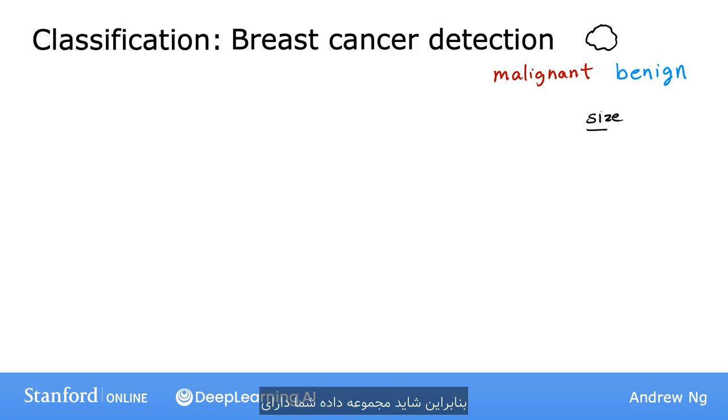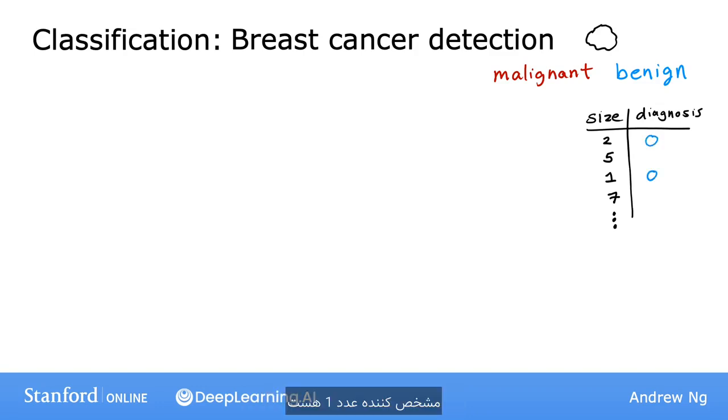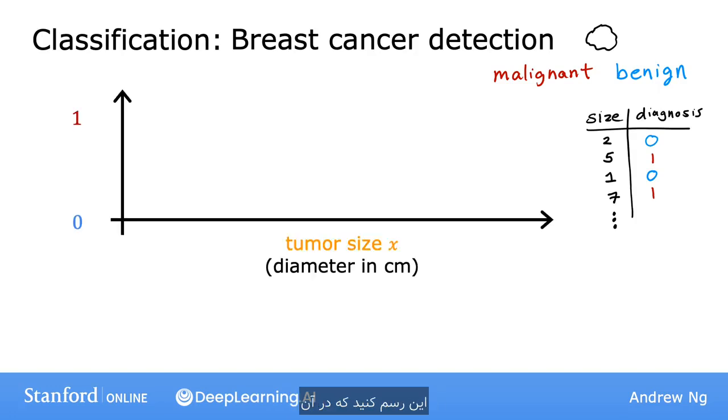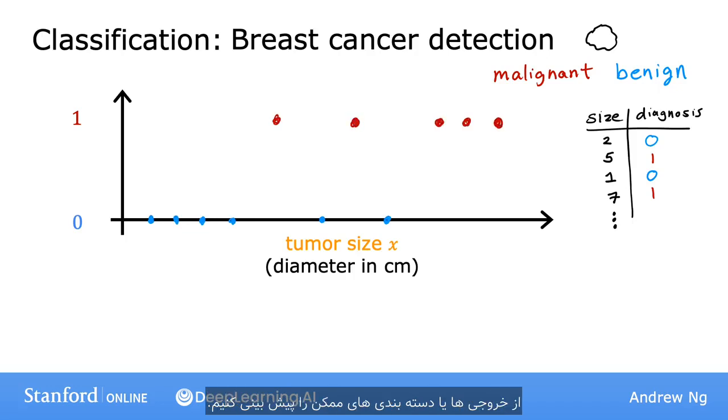So maybe your dataset has tumors of various sizes, and these tumors are labeled as either benign, which I will designate in this example with a 0, or malignant, which I'll designate in this example with a 1. You can then plot your data on a graph like this, where the horizontal axis represents the size of the tumor, and the vertical axis takes on only two values, 0 or 1, depending on whether the tumor is benign, 0, or malignant, 1.